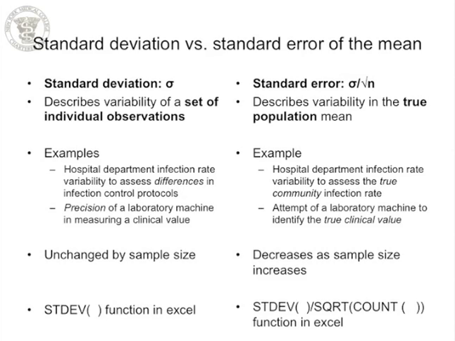Now, standard deviation is unchanged by sample size because it simply describes your set of observations, whereas standard error decreases as the sample size increases. It's trying to get back to that true clinical value. And standard deviation you can study in Excel. If you have a set of data, you can easily calculate this on your own. It has a function built into Excel. And standard error does not have a standard function built in, but you can basically write your own, shown here: standard deviation divided by the square root of the count or number of observations.